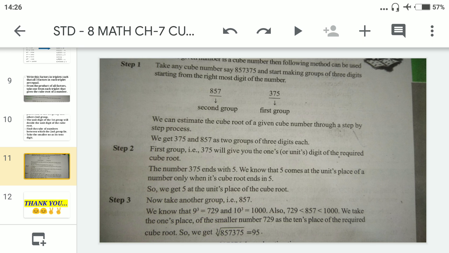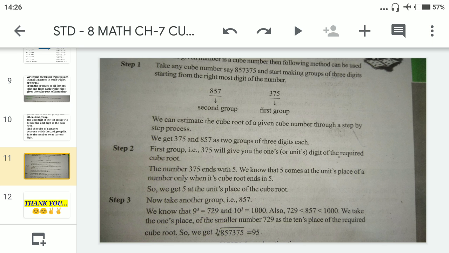Now see one example we have taken, 857375, and we divide it into 2 parts. One is 857, the second group, and 375 is the first group. As you can see, 375 ends with 5. So we can take the unit place as 5 only. Then now take the other group, that is 857.